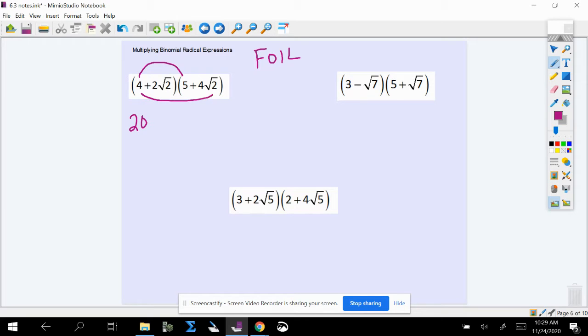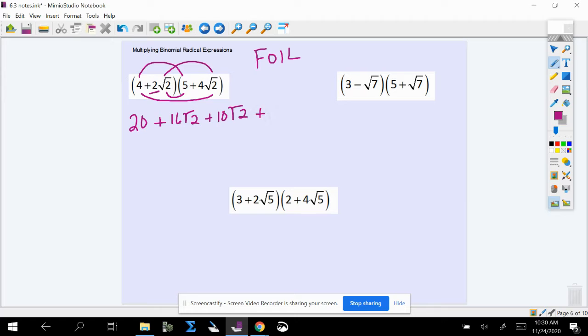Your outer, so when you multiply those together, you can multiply the 4s together because neither of them are inside the square root, but then we have to keep the 2 where it is. So we have 4 times 4 is 16, and we still have a root 2. Your inner, you can do the 5 times the outer 2, which is 10, and you still have a root 2.